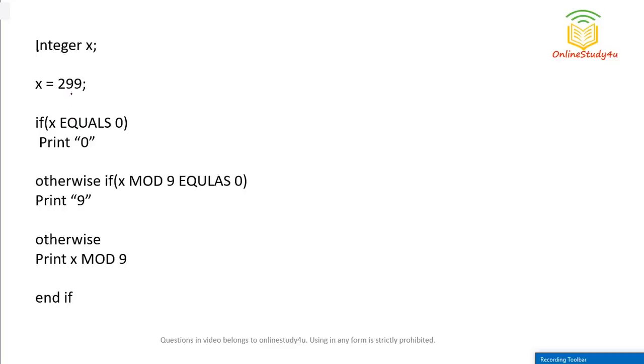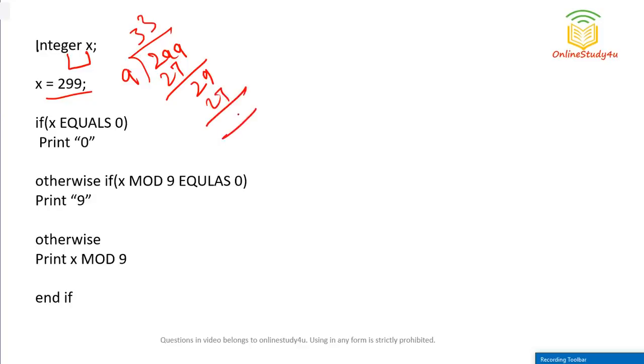So here we have an integer x, and the value of x we have set to 299. Here we are checking if x equals 0, which is not the case for sure, so nothing will happen. Otherwise, if x mod 9, if you divide this by 9, what will be the value? That will be 9327 and 2. You can see the remainder is not 0, that is 2, so nothing will happen. Again, even if this is not the case, we are printing simply x mod 9, that is 2. Okay, so 2 will be printed for this particular question.